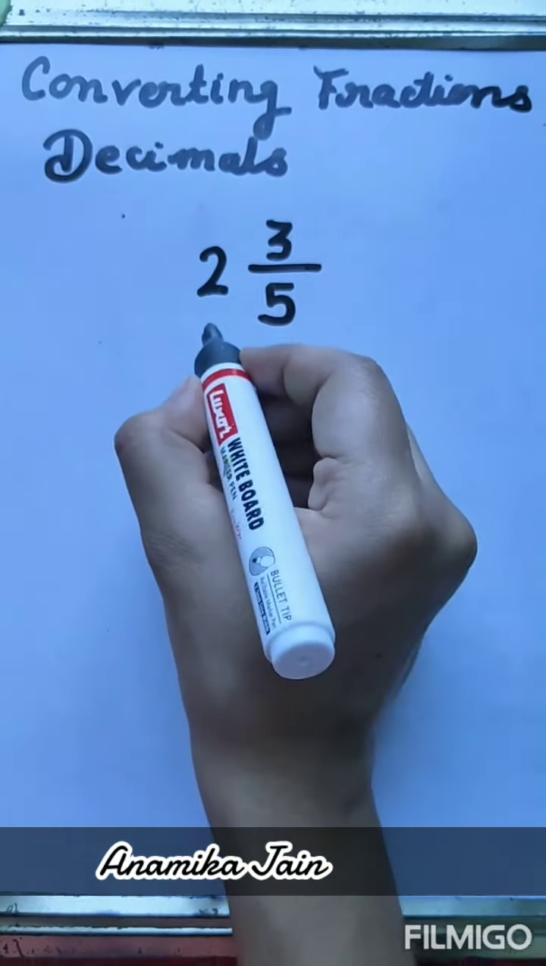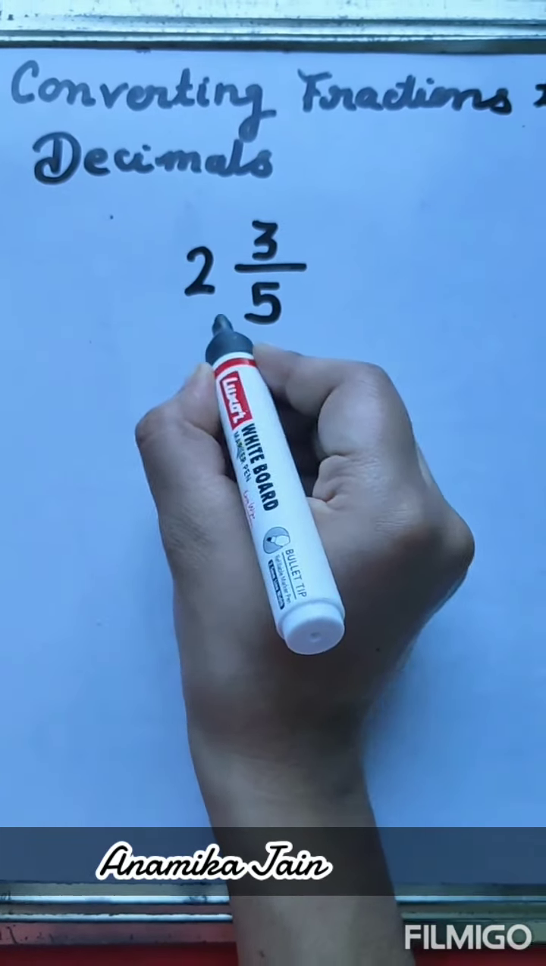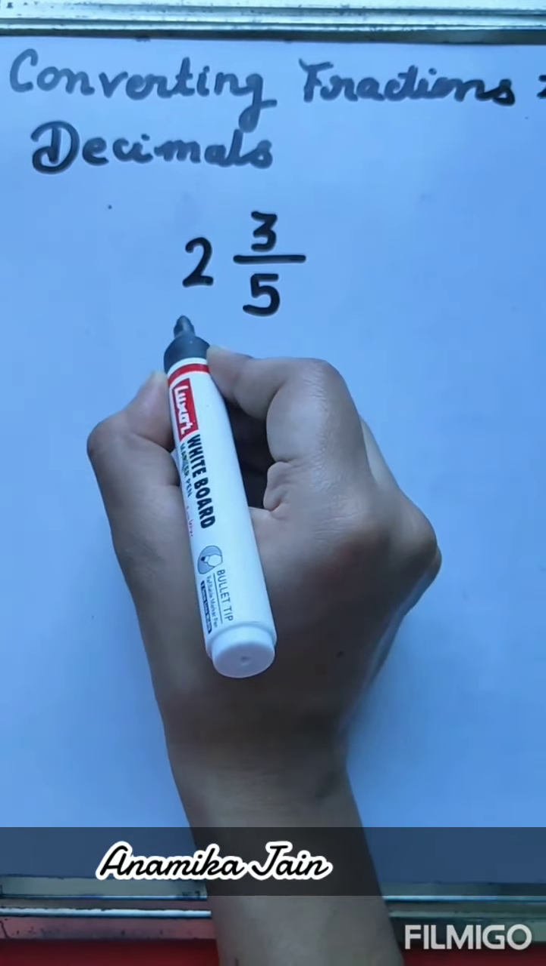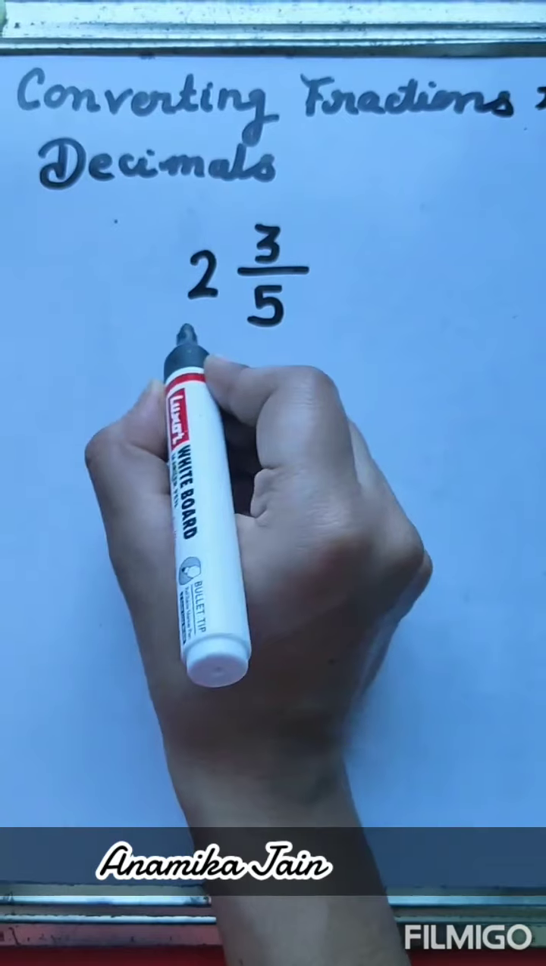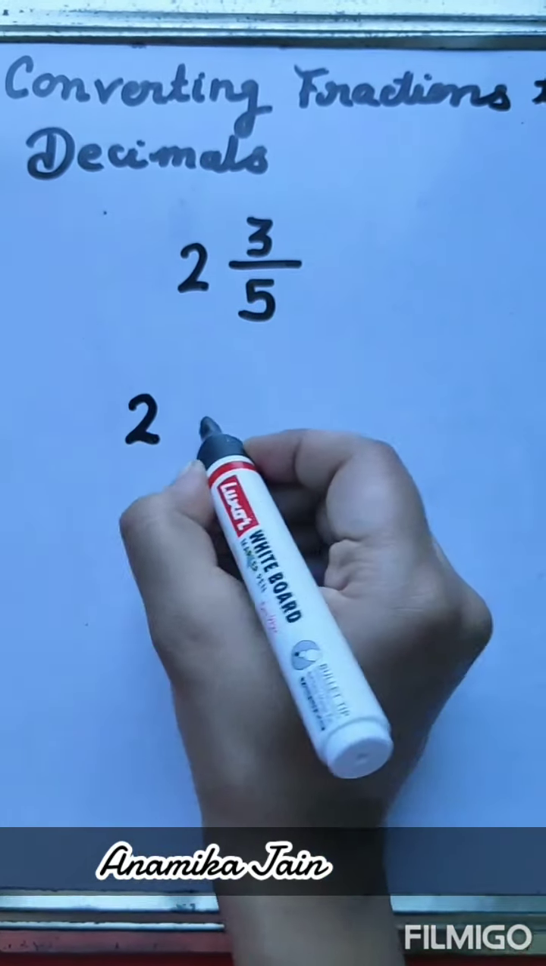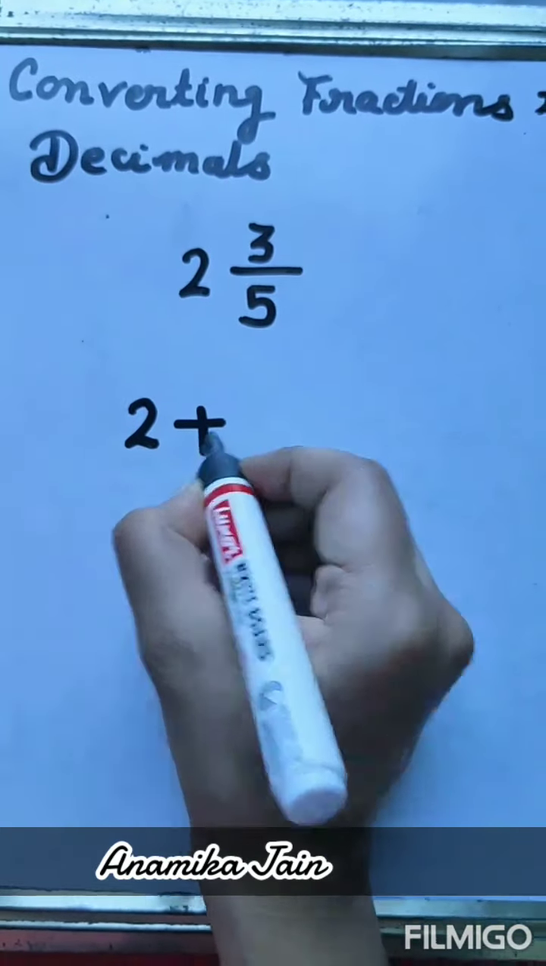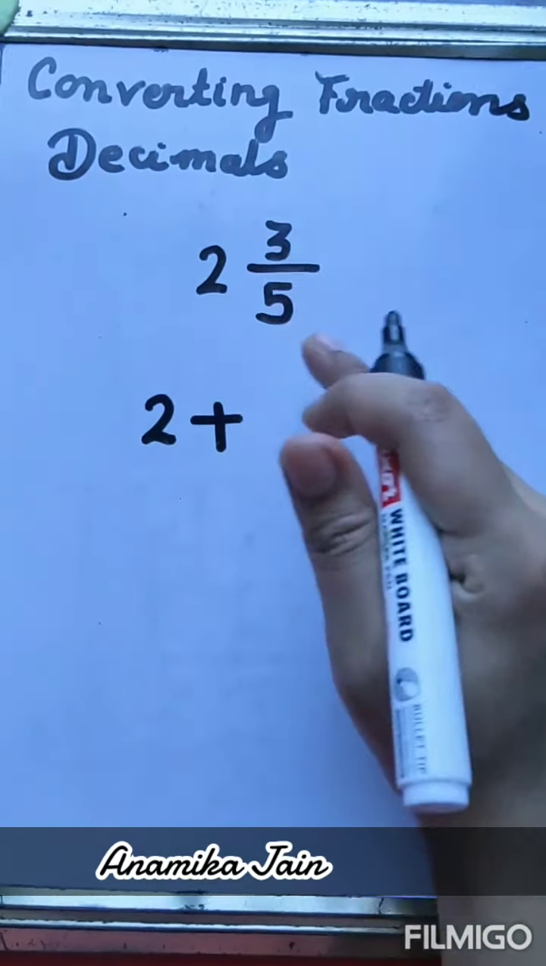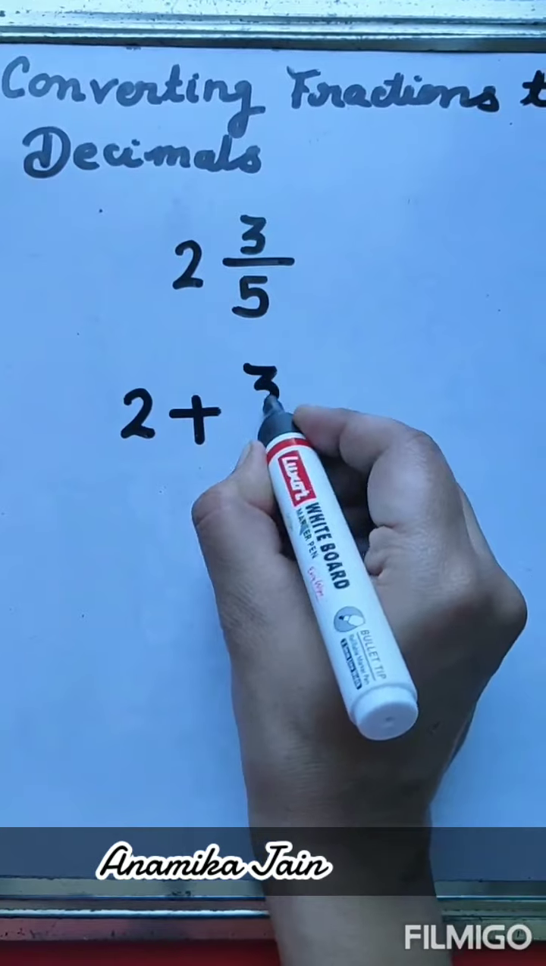First, this is the whole part. And I already told you a decimal is a part which is less than whole. So the whole will remain the same, and we will add the fraction part. What is the fraction part?